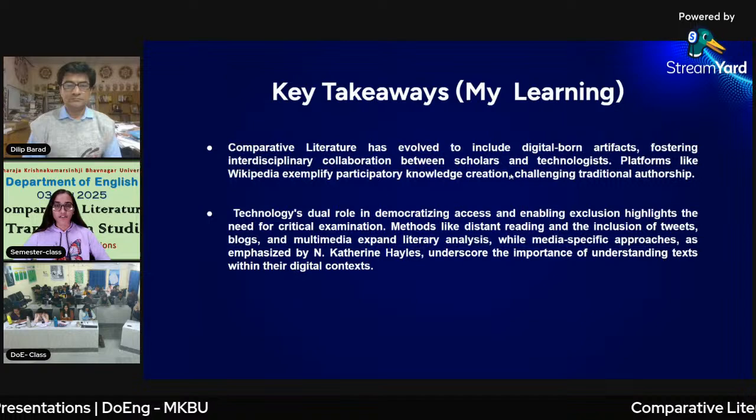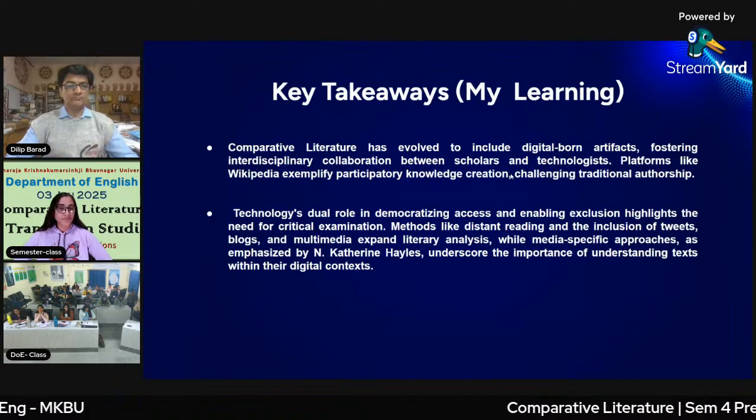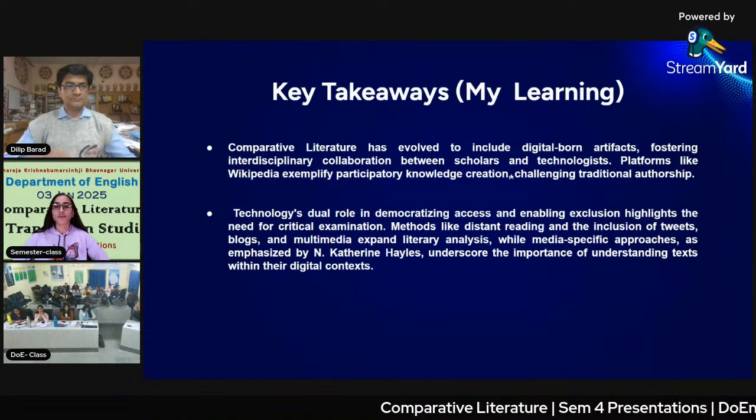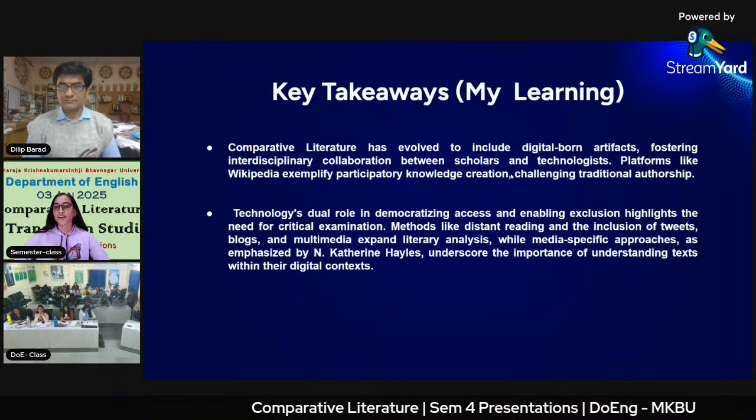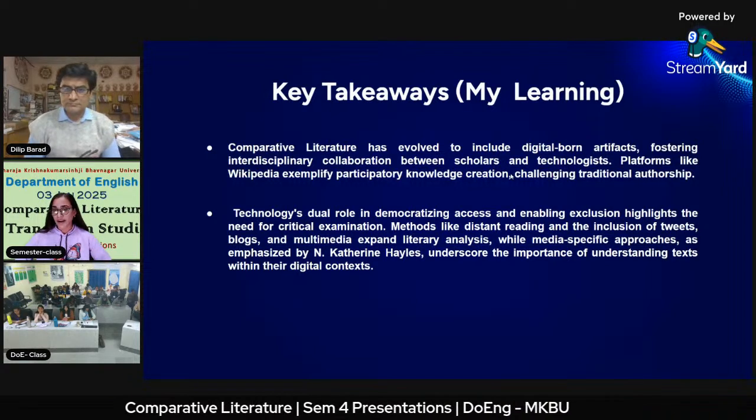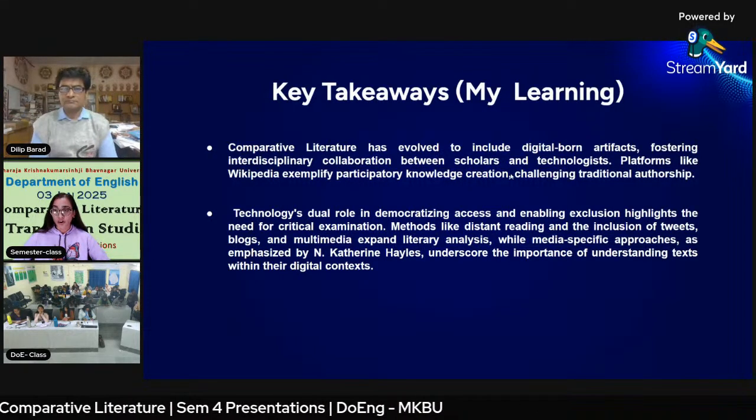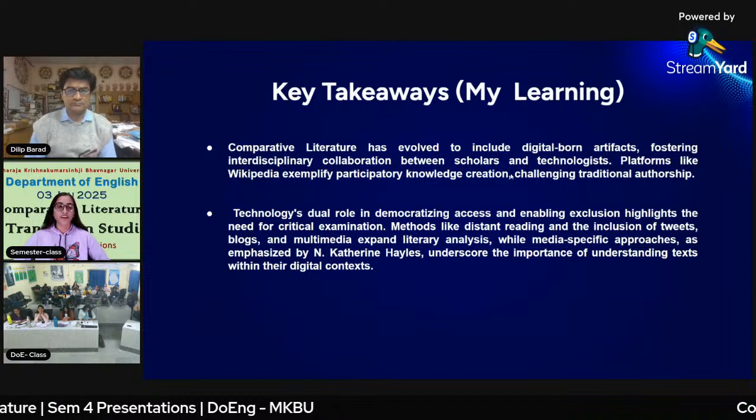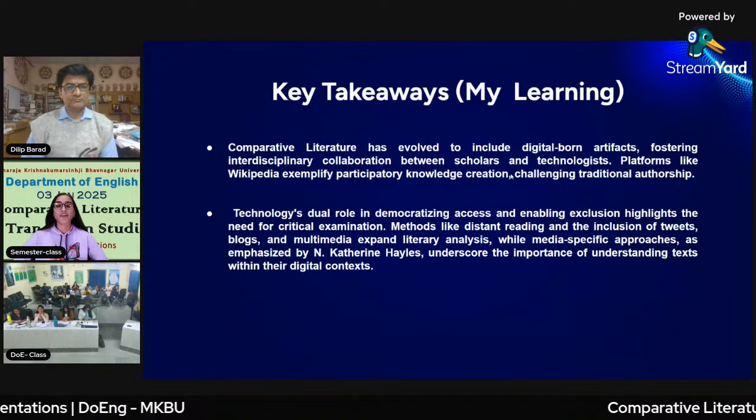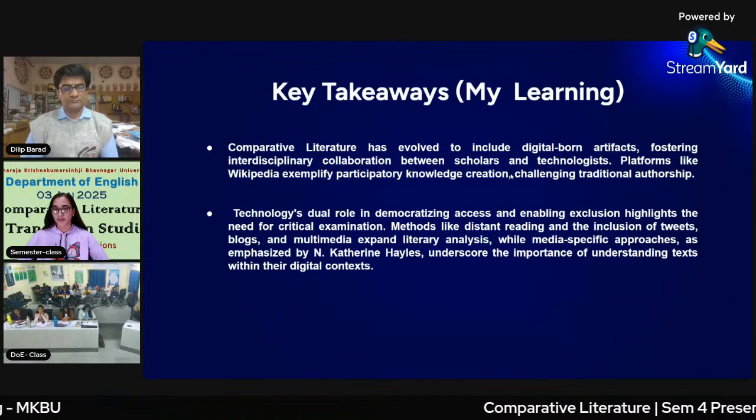It's my learning outcome of the key. Comparative literature has evolved to include digital-born artifacts and fostering interdisciplinary collaboration between scholars and technology.